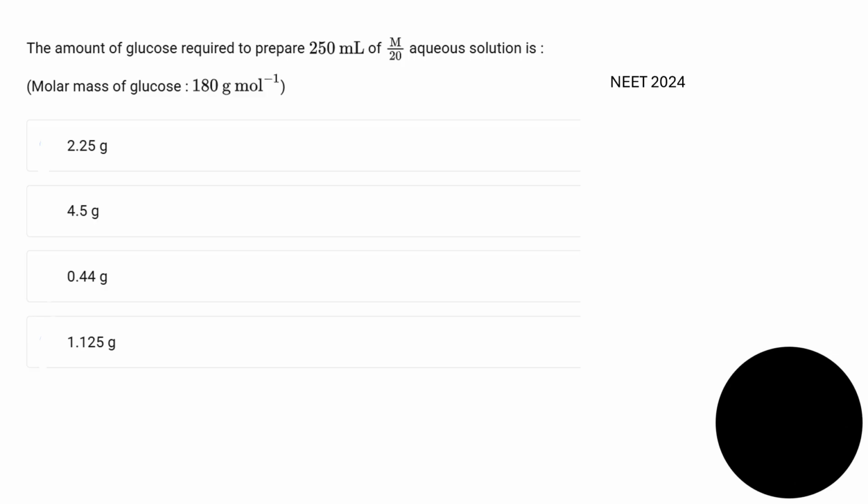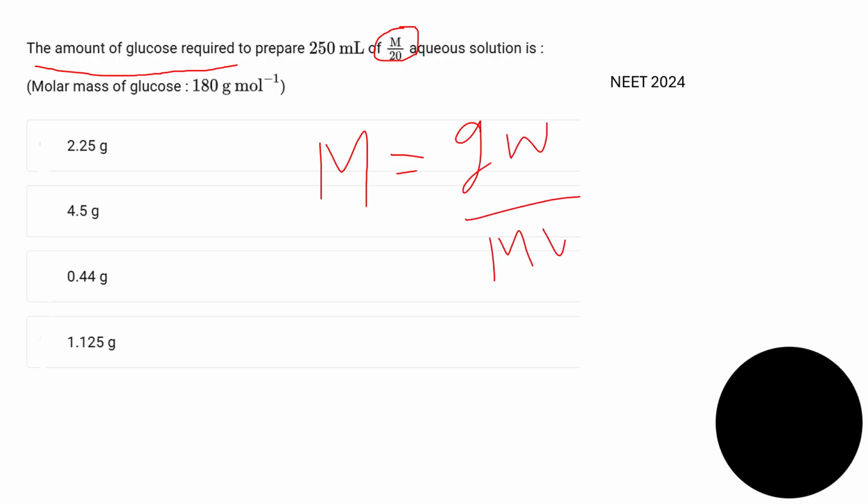This is so easy. They are asking the amount of glucose. There is one formula because this is in molarity, right? So molarity is equal to given weight divided by molecular weight, multiplied by 1000 divided by the volume, which here means 250 ml. We are going to prepare it in an SMF, standard measuring flask.